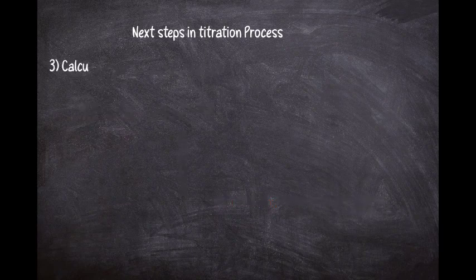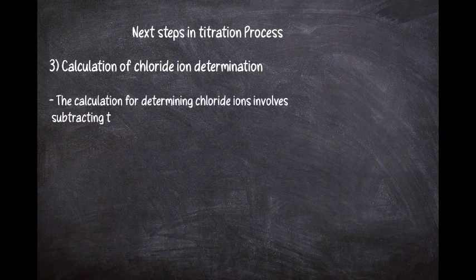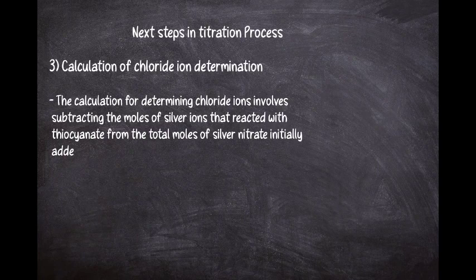The third step is the calculation of chloride ion determination. The calculation of determining chloride ions involves subtracting the moles of silver ions that reacted with thiocyanate from the total moles of silver nitrate initially added to the solution. This step is crucial in obtaining accurate results and quantifying the concentration of chloride ions in the solution. It's this meticulous calculation that adds a quantitative dimension to the qualitative observations made during the titration.